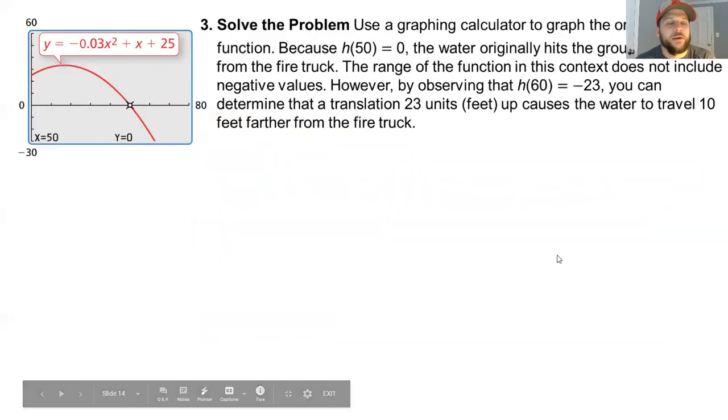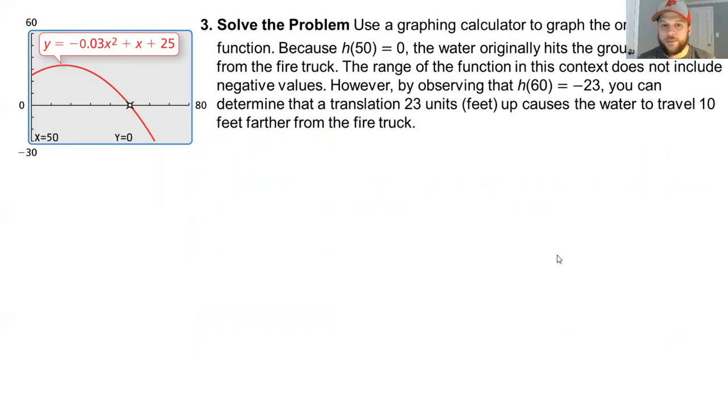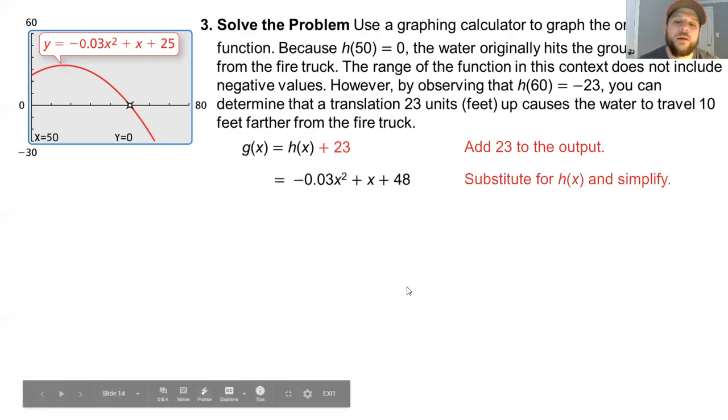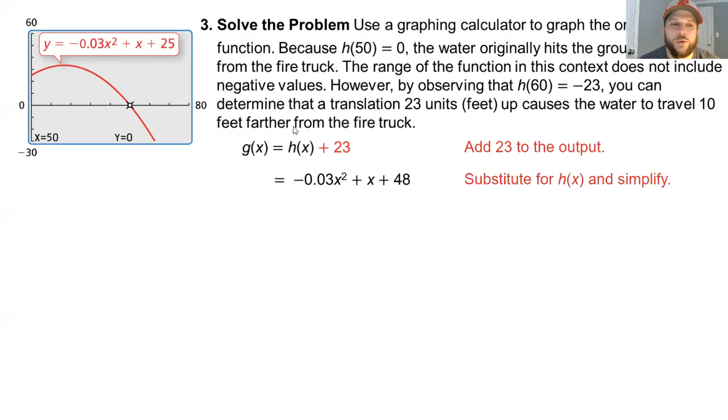So when you use that graphing calculator to make that adjustment from your original function, this is what it's going to look like. So your water that originally hit the ground 50 feet from the fire truck, again, range doesn't matter because we don't care about what happens after the water hits the ground, even though hypothetically it would continue. All you need to do is add that 23 units to the end of your equation, because that's how far you need to shift up. And then you're only adding your constants. So your 23 to your previous equation would get you that 48 from there.